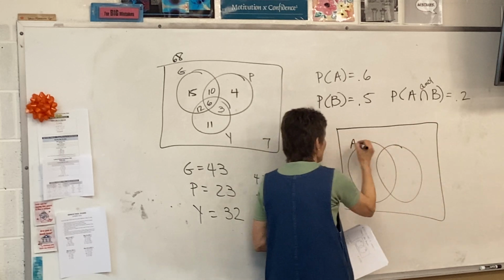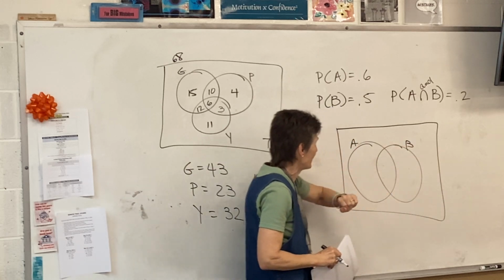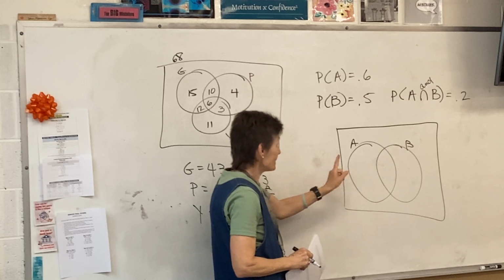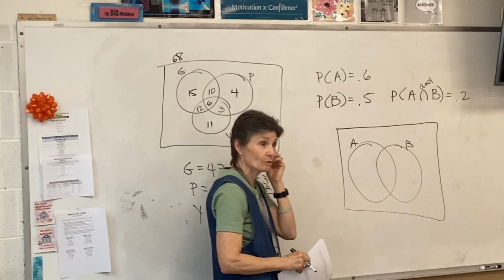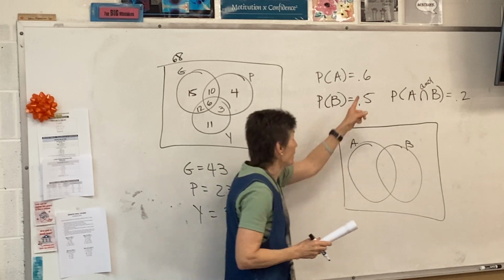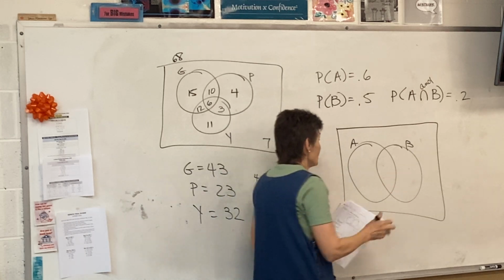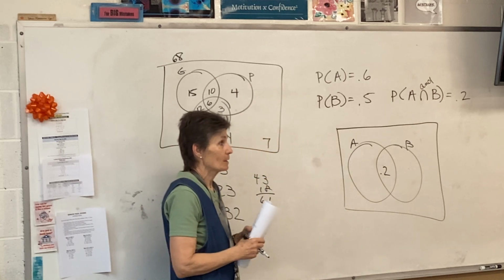Alright, so here's our Venn diagram. These are the people who like apples, the people who like bananas. Now, only one of those numbers is something that you can put in your picture. Do you know which one? Which one's going to go in? 0.2. We know that the overlap is 0.2.